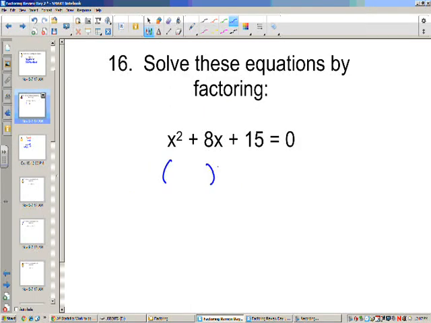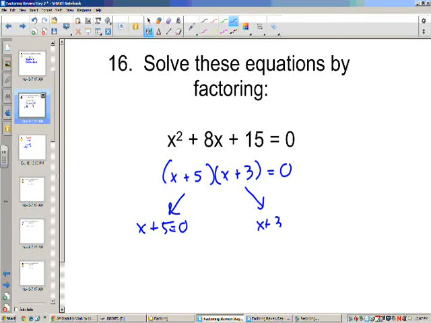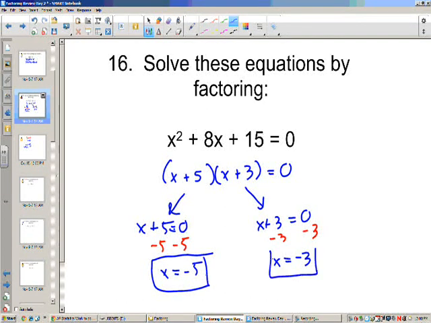So if I factor this first equation, what two numbers multiply to 15 and add up to 8? Hopefully you know that that's 5 and 3. But now what we do is we take each of these equations and we set them equal to 0, because x plus 5 equals 0 and x plus 3 equals 0. So now we subtract 5 on both sides, so we have x equals negative 5. If I subtract 3 on both sides, x will equal negative 3. And so we have our two values for x.